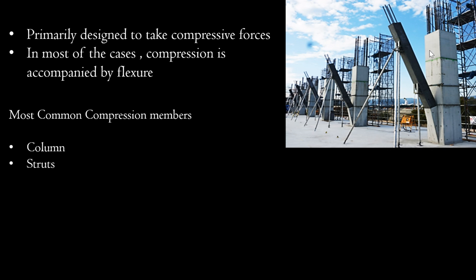Column means this vertical member. This vertical member is called a column, and when it is inclined, it is called a strut. That is, the vertical member constitutes a column. Here the load will be applied from the top, and this will be under compression. And here, the inclined member, the load will be applied from the top or from the side. It will also take compression, and it is called a strut.